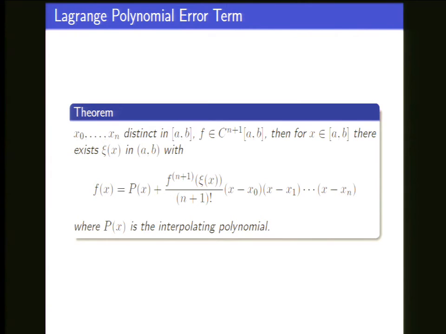L of 2, 0 is supposed to be equal to 1 at point 0. So plug in 0, and it should be equal to 1, and indeed it is. Plug in 1, and it should be 0. Plug in 2, and it should be 0. Keep on going. Same pattern.